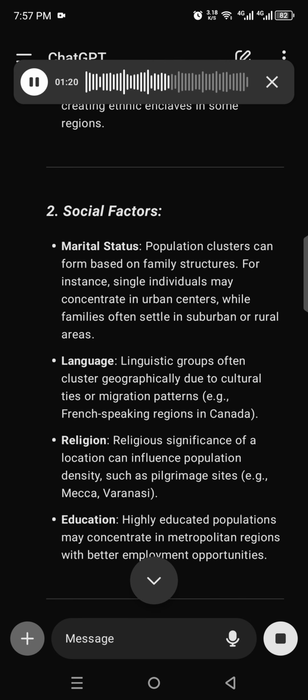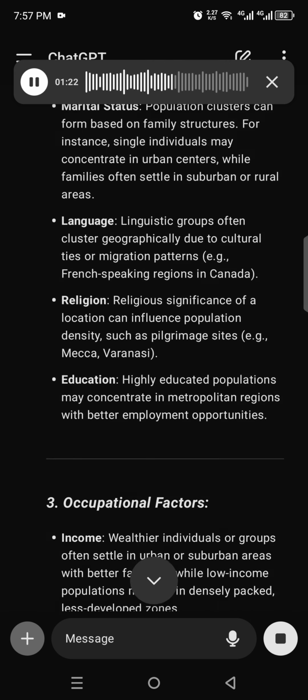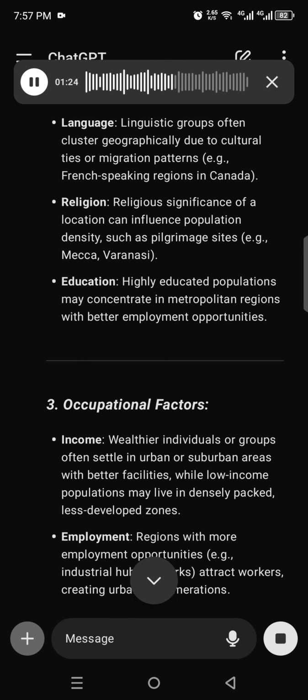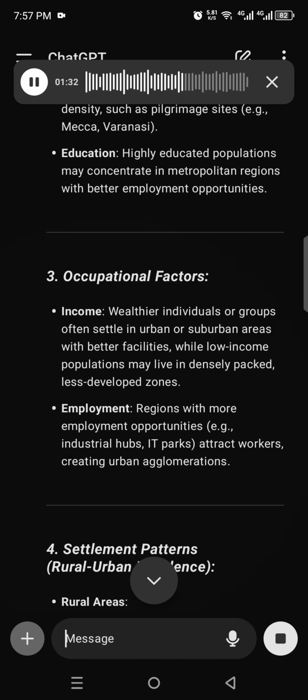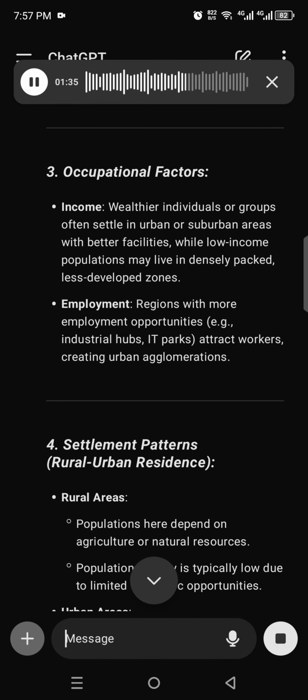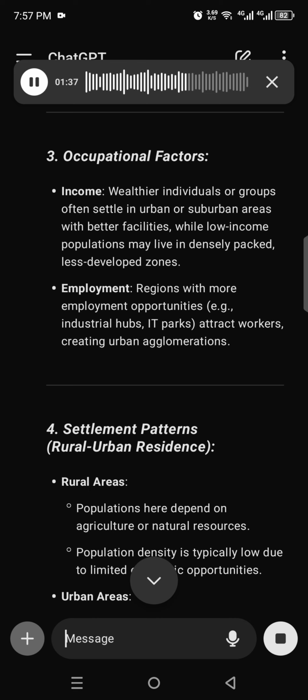Education. Highly educated populations may concentrate in metropolitan regions with better employment opportunities. 3. Occupational factors. Income. Wealthier individuals or groups often settle in urban or suburban areas with better facilities, while low-income populations may live in densely packed, less developed zones. Employment. Regions with more employment opportunities, e.g., industrial hubs, IT parks, attract workers, creating urban agglomerations.